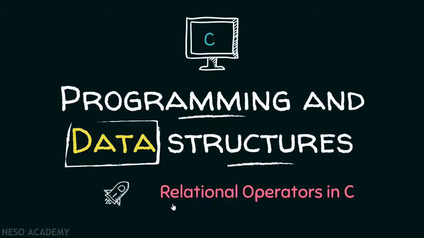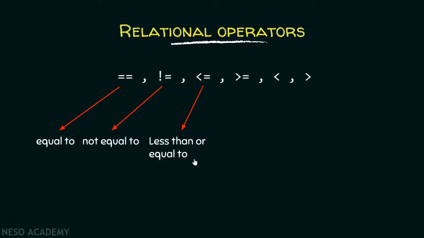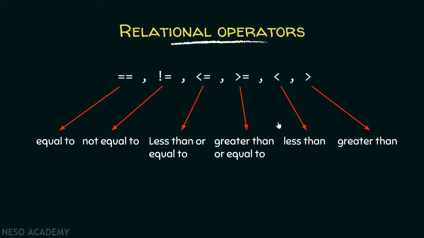Now in this lecture we are going to talk about relational operators in C. What are relational operators? These are all the relational operators available in C language. The first one is called equal to operator. The second one is called not equal to operator. The third one is called less than or equal to operator. The fourth one is called greater than or equal to operator. Fifth one is called less than operator. And the last one is called greater than operator.